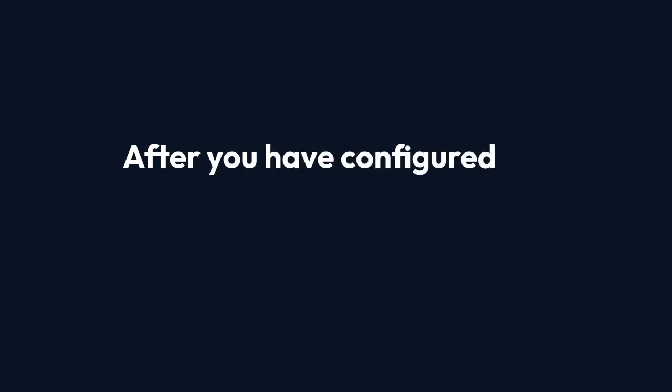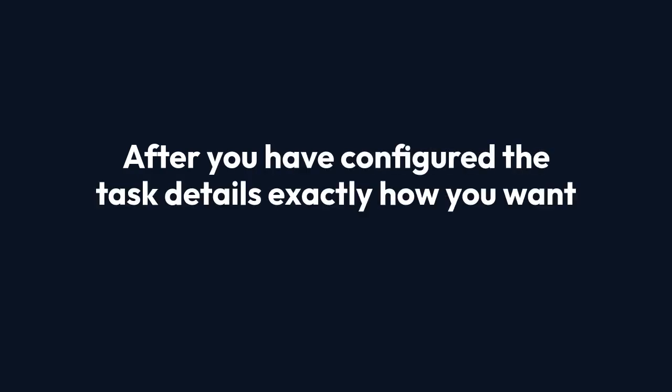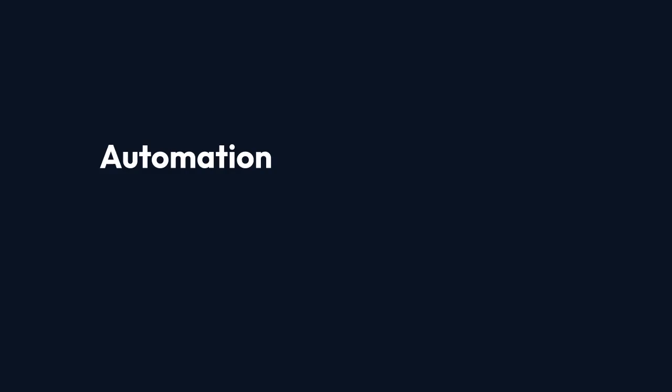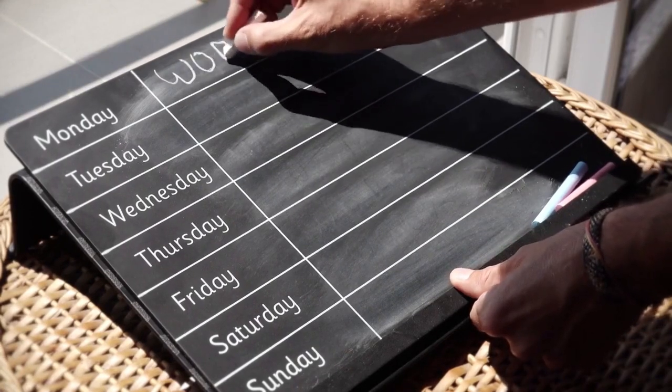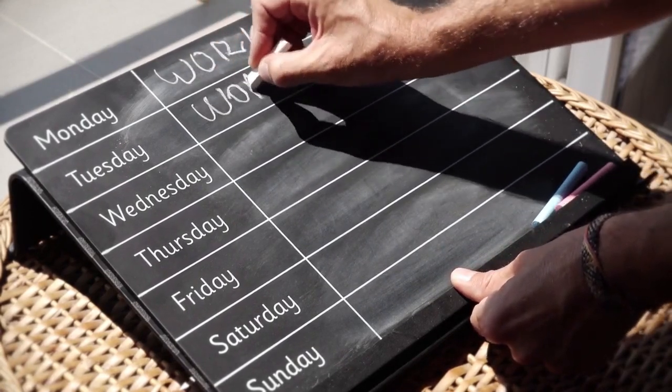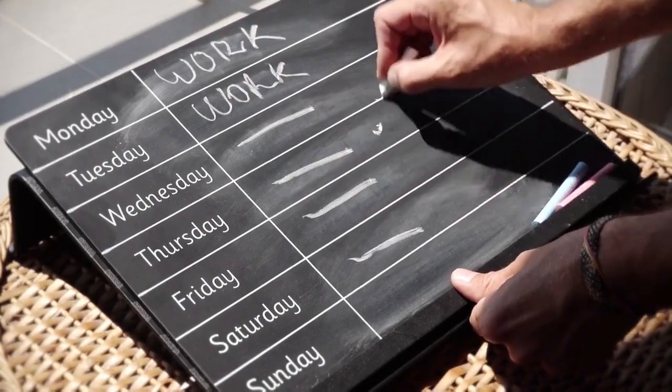After you have configured the task details exactly how you want them, simply click the blue Create Automation button at the bottom of the screen. That's it. Your recurring task is now active and will be created automatically according to the schedule you defined.